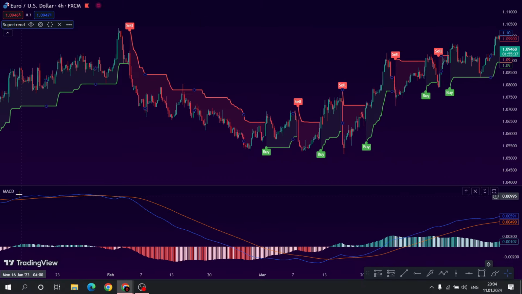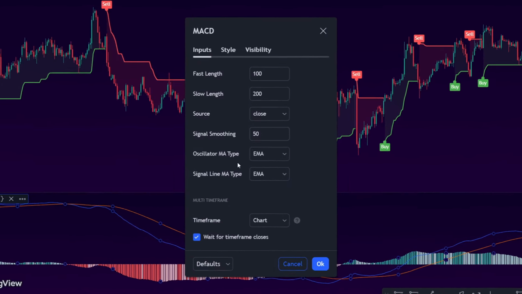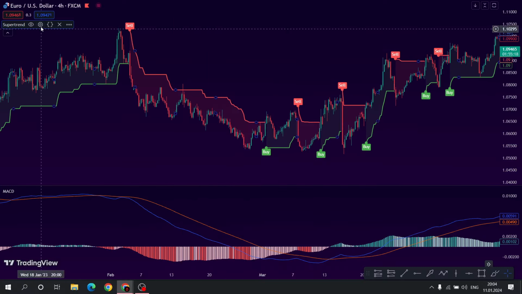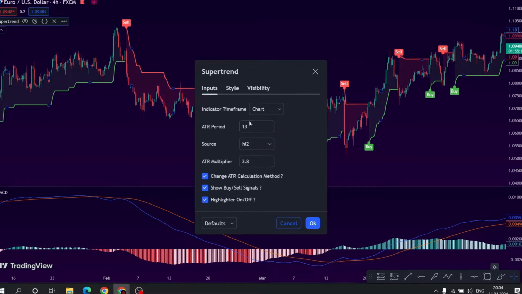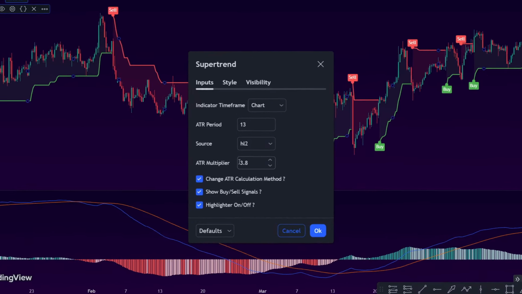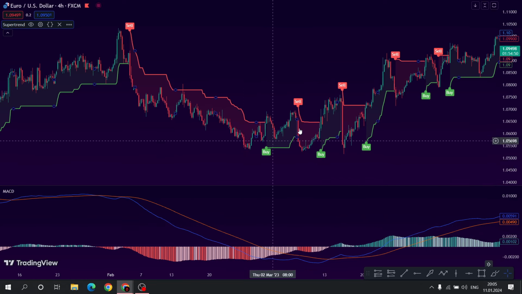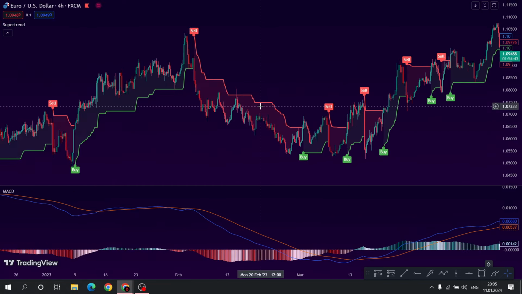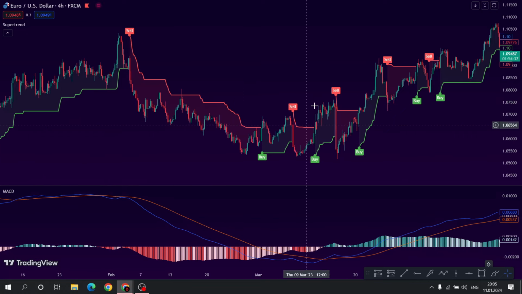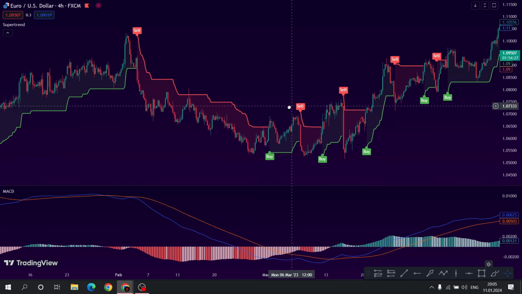For this, I made the settings as fast length 100, slow length 200, and signal smoothing 50. And the settings of supertrend are like this: ATR period 13, ATR multiplier 3.8. That's all. This indicator provides additional confirmation to our signals because, as you can see here, there are a lot of supertrend signals and we should filter them to maximize the winning signals. After adjusting the settings for both indicators, our system is ready now.